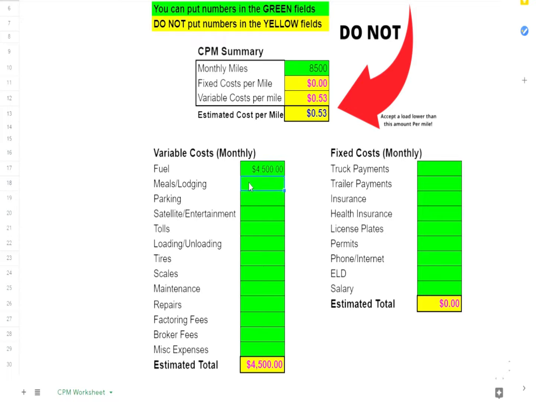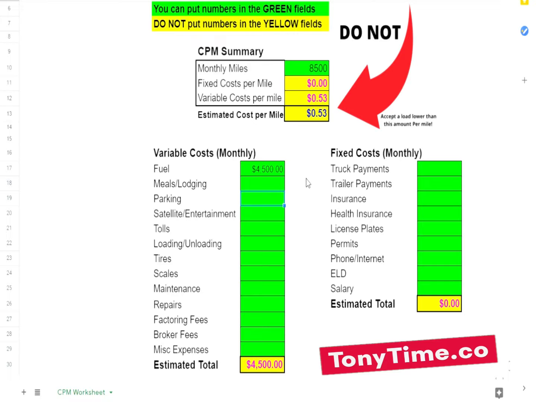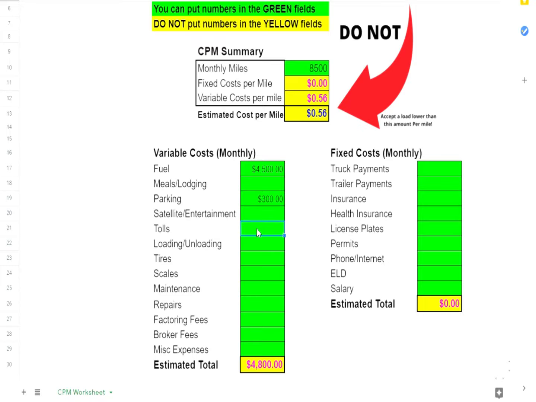I didn't have any meals or lodging. Parking, I like my prime parking, and so let's just say that cost me $300 in the month. I don't have any satellite entertainment. I don't have any tolls that don't get reimbursed. I don't have any loading and unloading that don't get reimbursed. Tires kind of goes into my maintenance account. Scales, I do have scales.